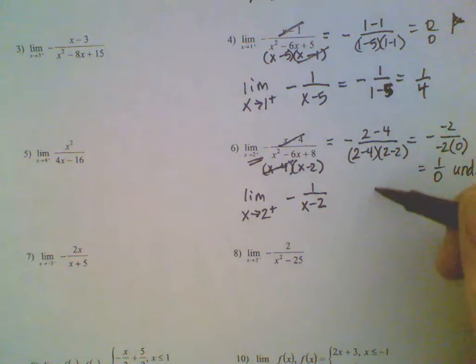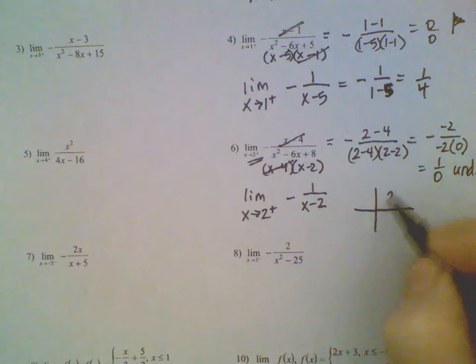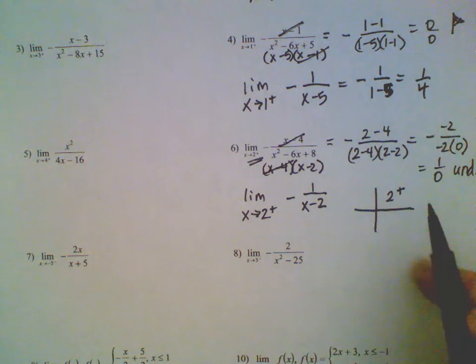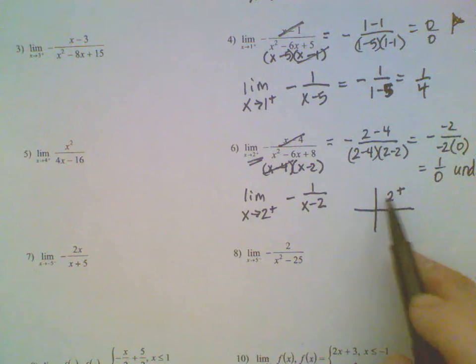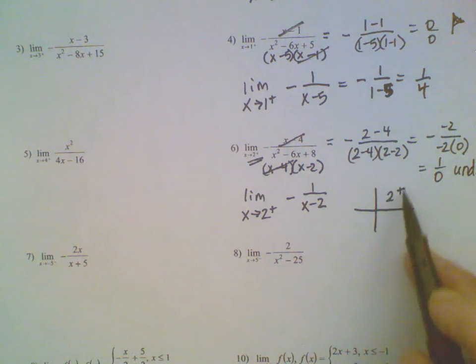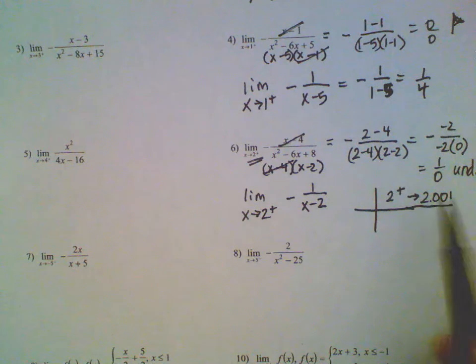And so now I need to check the right-hand side. So this is 2 from the right is what I'm looking at. I'm approaching 2 from the right. So I'm going to plug in something that is just slightly bigger than 2. I'm going to do a test point of 2.001. And I really don't have to do the math too much. I just have to figure out what's going to happen.